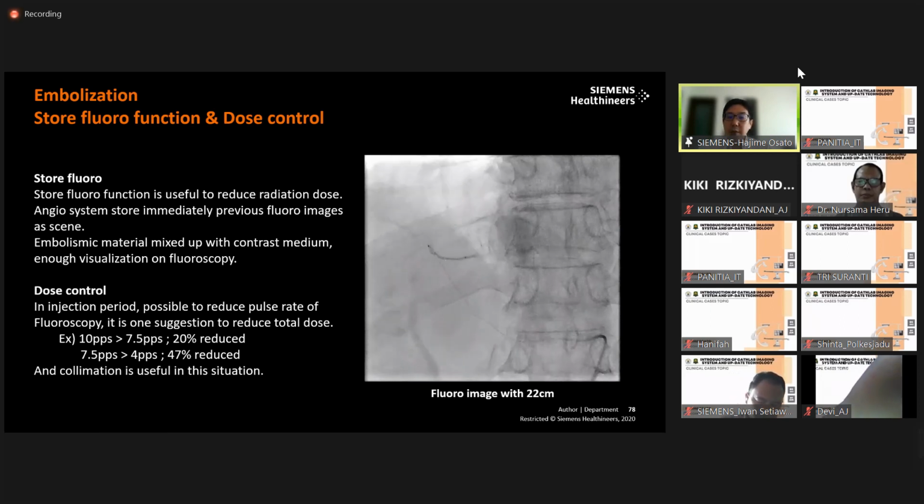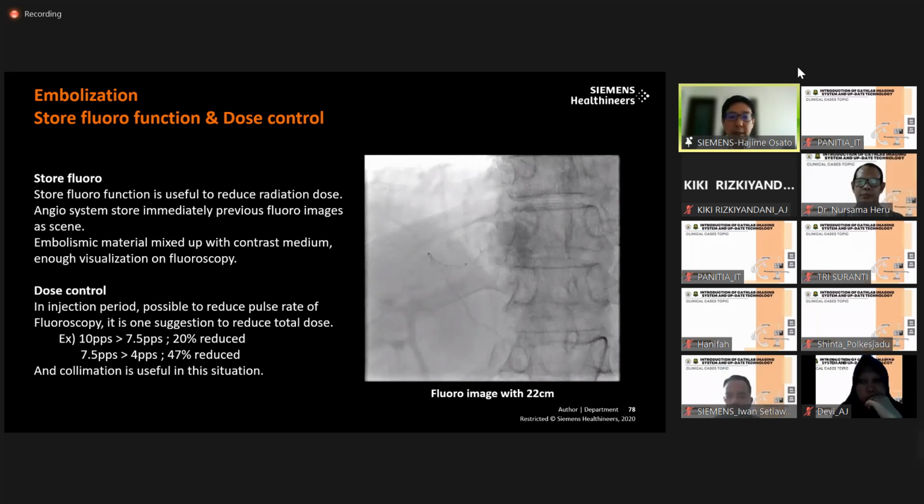And if the doctor allows reducing the pulse rate of the fluoro, it is quite helpful to reduce the total dose. Also, collimation is useful in this situation. These measures have a big impact on the patient's radiation dose. If we change the pulse rate from 10 to 7.5, that is a 20% reduction, so this is quite a big impact for the patient dose.